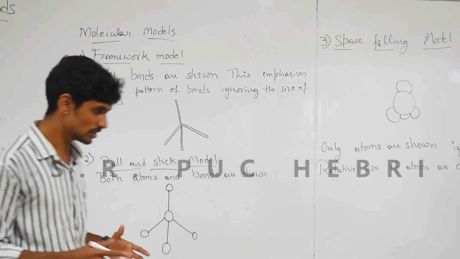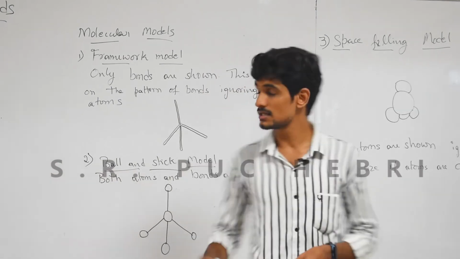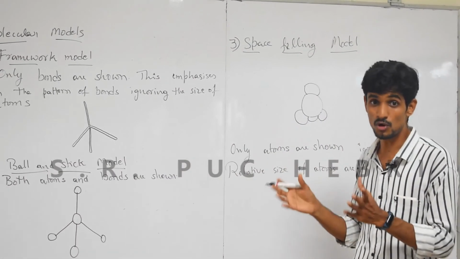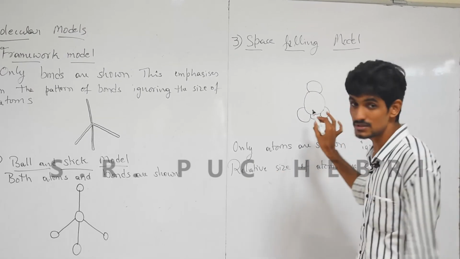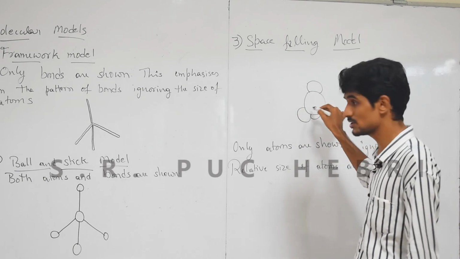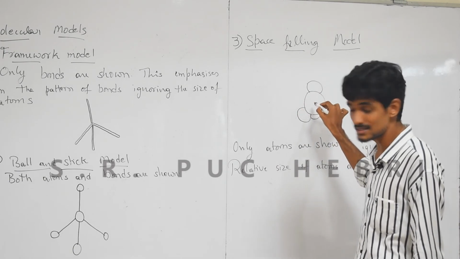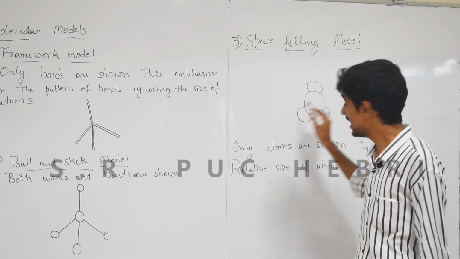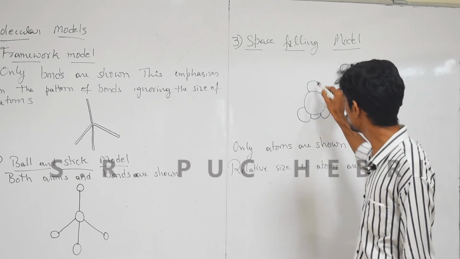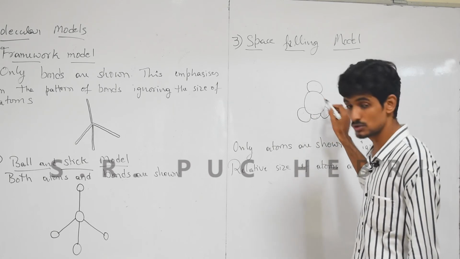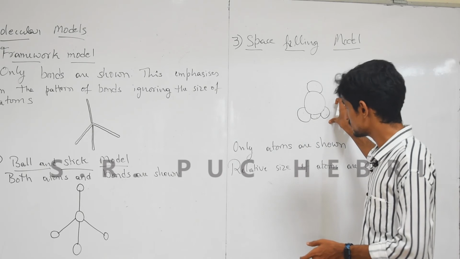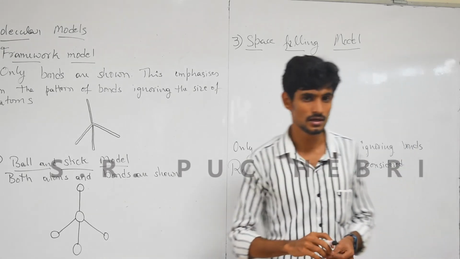And one more model is the space filling model. In this space filling model, no bonds are shown, only atoms and their relative sizes. Carbon has, as I told you, a larger size compared to hydrogen, and this is carbon and hydrogen, 1, 2, 3, oh sorry, 4 hydrogen atoms. So this is how the space filling model is made.